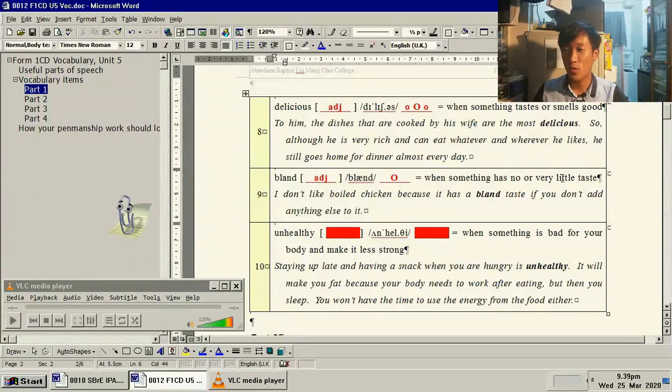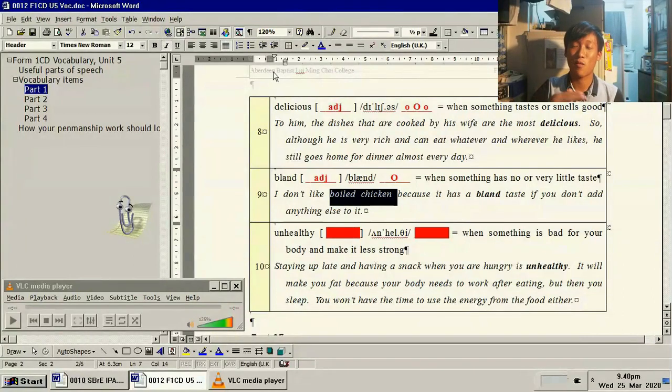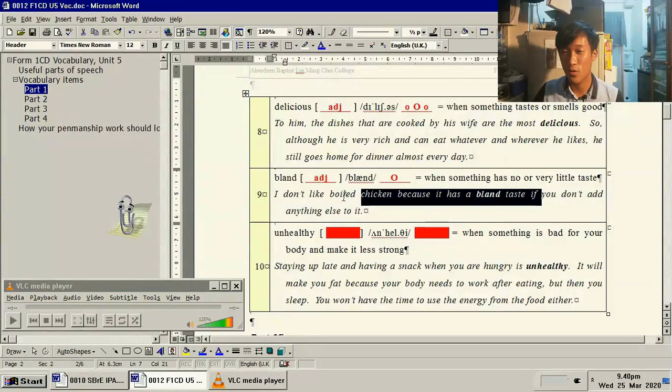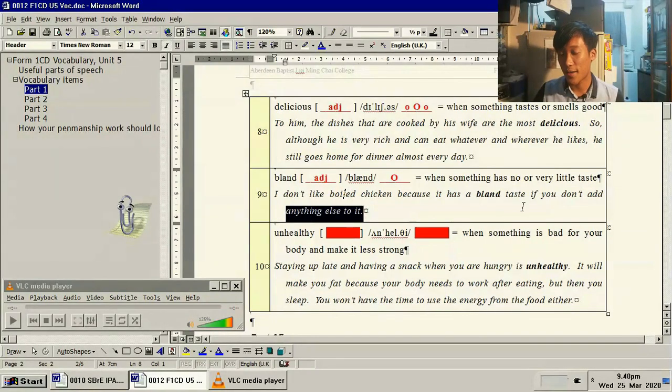When something has no or very little taste. So I don't like boiled chicken because it has a bland taste. Why does boiled chicken have a bland taste? Okay, it does not have a lot of taste. So firstly, you need to know what boiled chicken is. When the water boils at 100 degrees Celsius, it's very hot, you put in the chicken, so to boil it. When it is cooked, you can eat the chicken. So it has no taste because you do not add anything else to it. It's boiled using the hot water. So it has a bland taste if you don't add anything else to it.